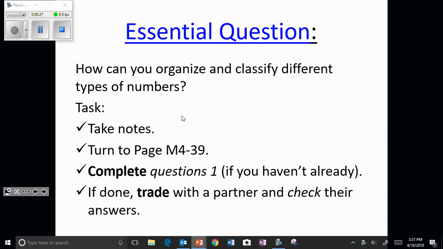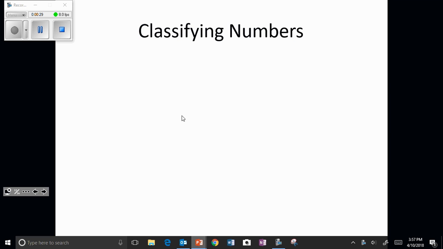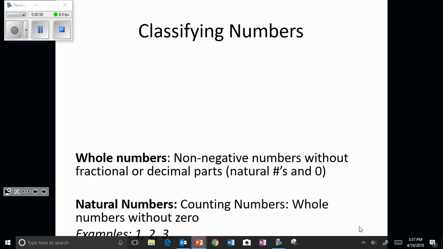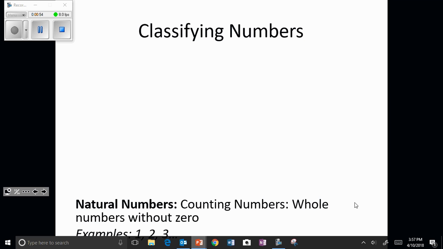So first off, we're going to start on the bottom. Not necessarily with that picture, but we're going to start with natural numbers. So natural numbers are counting numbers. A lot of times think of these as the ones you learned first. 1, 2, 3, 4, 5, and so on. So they're whole numbers without zero. Zero does not get included in this, and you'll see why here in a little bit. So examples, if you can see there, are 1, 2, and 3.